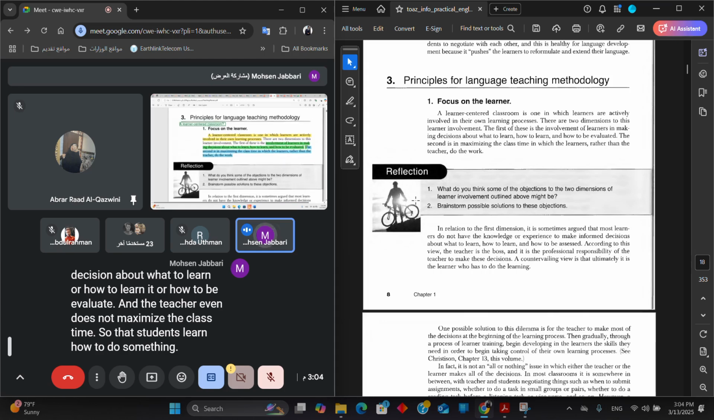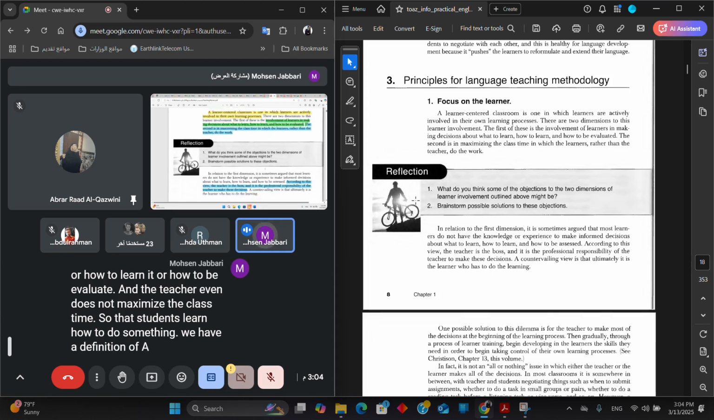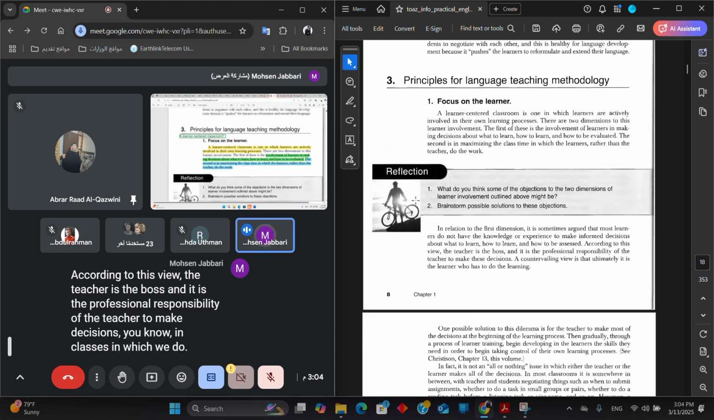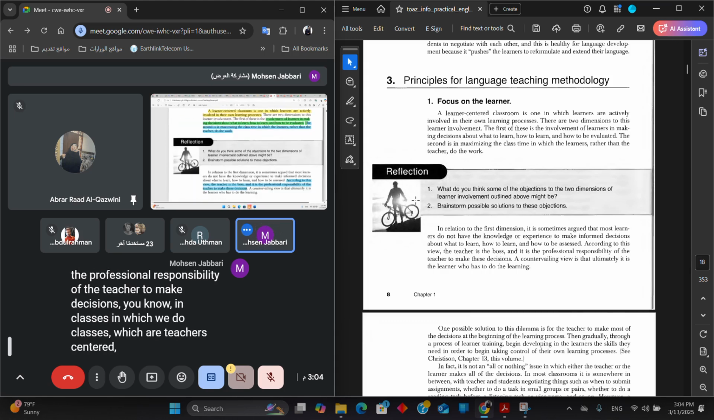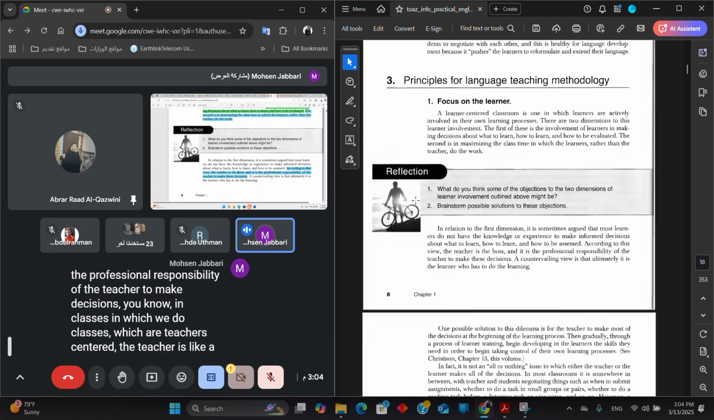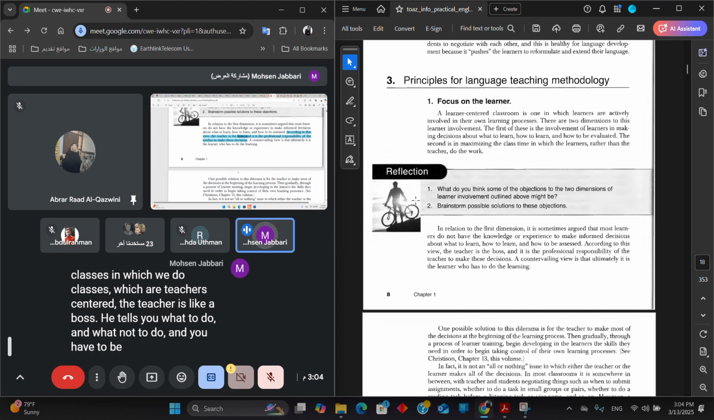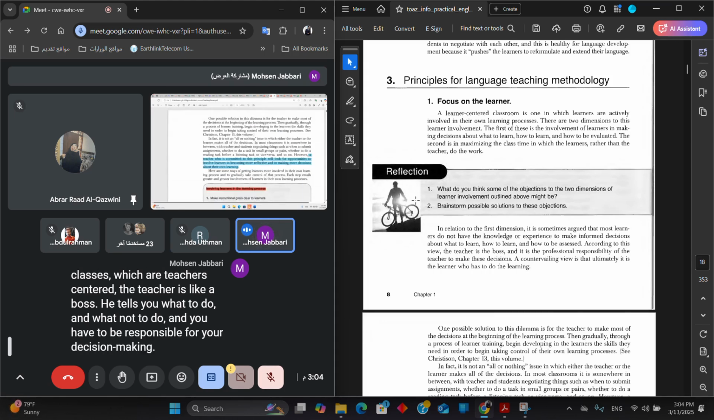We have a definition of a learner-centered classroom in here. According to this view, the teacher is the boss, and it is the professional responsibility of the teacher to make decisions. In classes which are teacher-centered, the teacher is like a boss. He tells you what to do and what not to do, and you have to be responsible for your decision making.